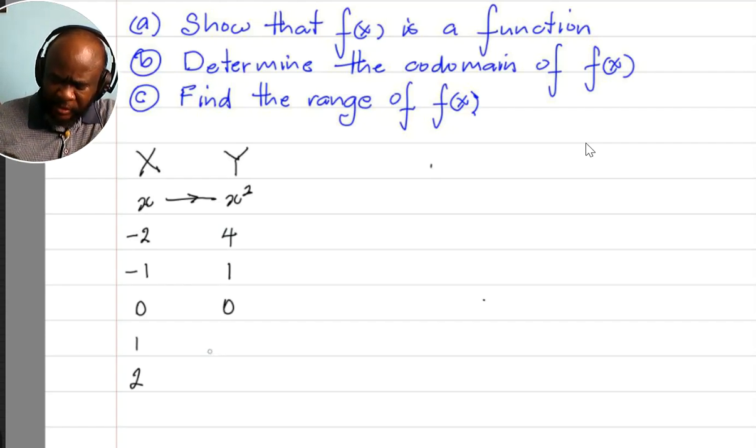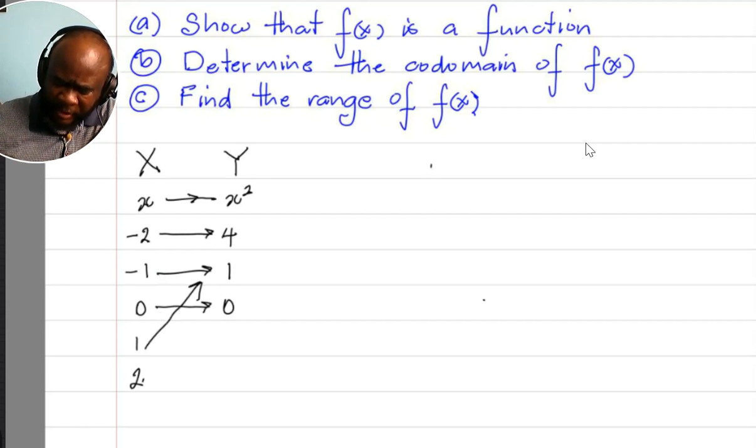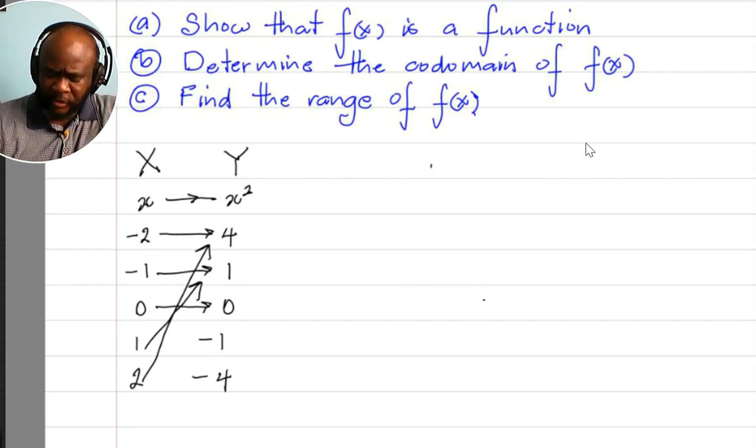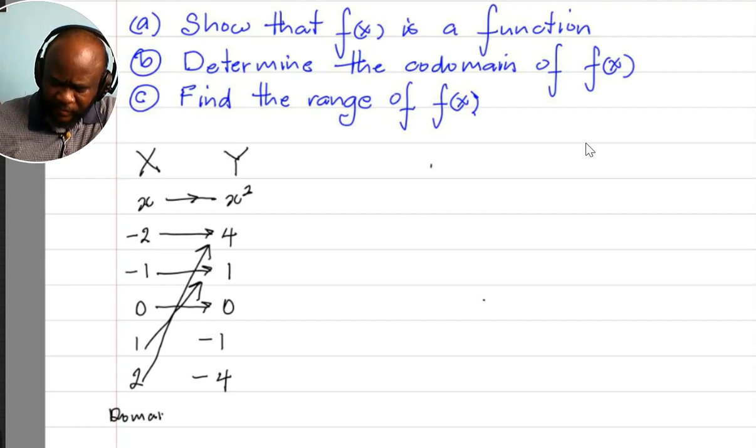Fine. So here, this corresponds to here. This corresponds to here. 0 corresponds to this. 1 corresponds to 1. And 2 corresponds to 4. Let's just put on some other values down here. So these other values are simply other values of the codomain. So we have the domain values and we have the codomain.